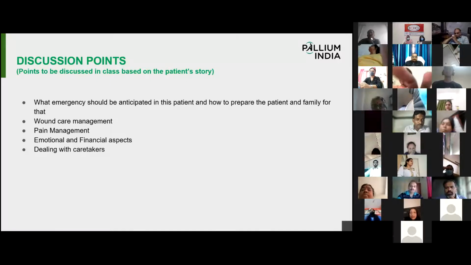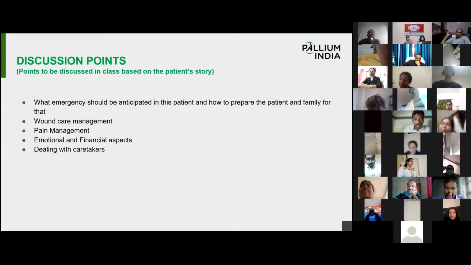And the next thing is, the patient had come to the OP with an ulcer. So it is very likely that this ulcer can bleed and there can be chances of severe hemorrhage. Whenever you see a sentinel bleeding, it's very important that you communicate with the caregivers that there is a chance for such severe, profuse bleeding which can happen at any time. So these are the very important emergencies that should be anticipated in this case.